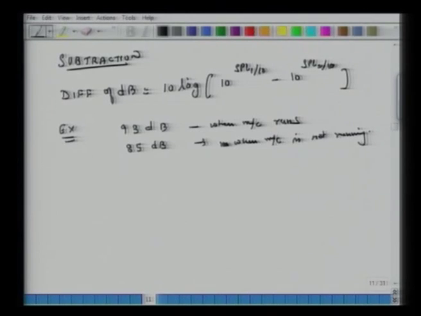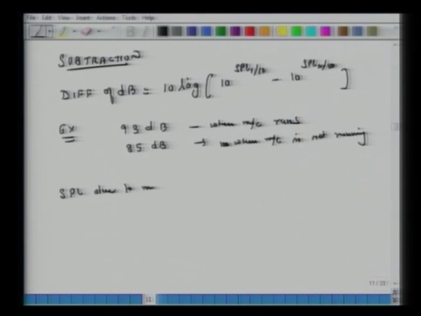So, a logical question could be, what is the overall contribution of the machine to the overall noise level. So SPL due to machine is 10 log of 10 to the power of 93 over 10 minus 10 to the power of 85 over 10, and this gives me 92 dBs. It does not become very apparent right away, and a very prompt answer would be 8 dBs, but the numbers are significantly different.